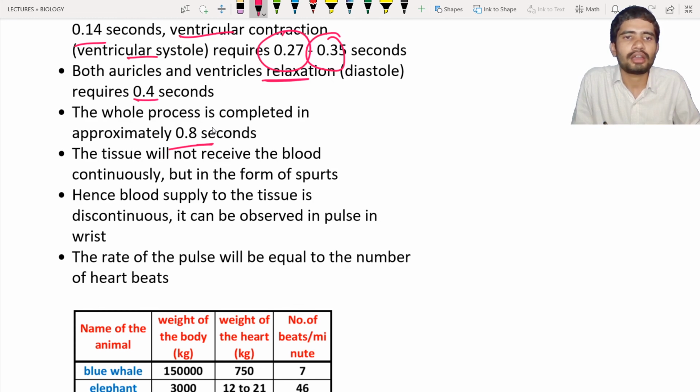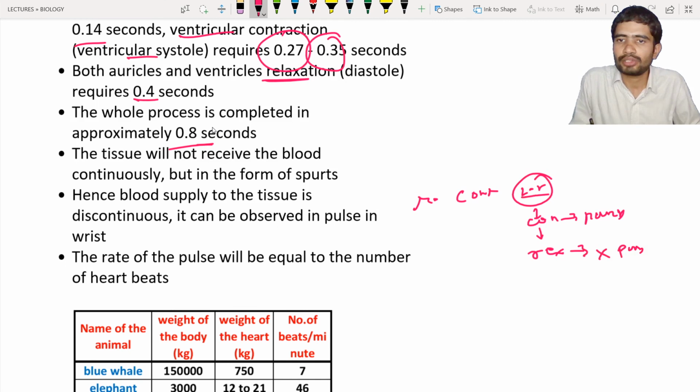Discontinuous, or not continuous. Okay, so that is due to the relaxation and also contraction of the left ventricle. When the left ventricle contracts, blood will be pumped. When the left ventricle relaxes, what will happen? The blood will not be pumped, no pumping. Again, when the left ventricle contracts, pump. When the left ventricle relaxes, no pumping. Okay, can you see here there is discontinuous pumping: pumping, not pumping, pumping, not pumping, and so on.